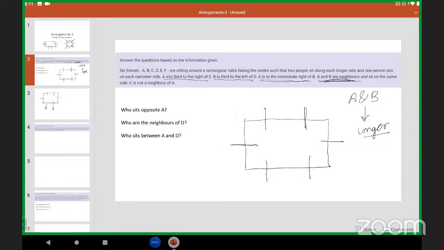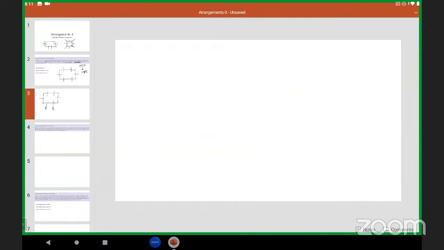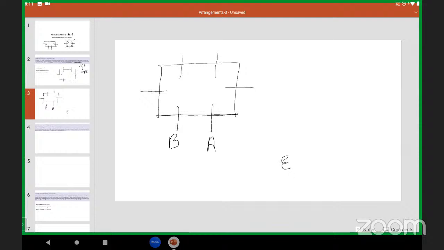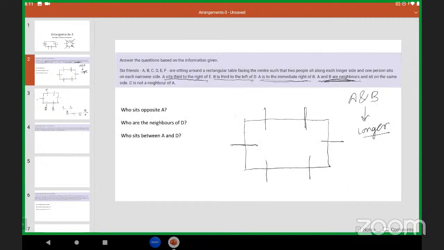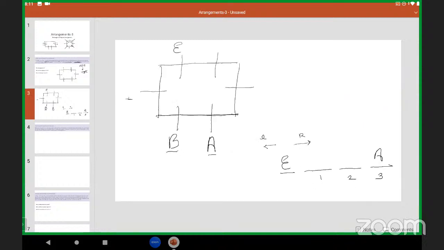Let's move on to the next condition, that is A sits third to the right of E. So suppose E is at a place; this is left of E, this is right of E, and third to the right means 1, 2, 3. Always remember 1, 2, 3: third to the right of E, which means if this is third place, this is second place, this is first place, E should be over here. Fine. Now B is third to the left of D.